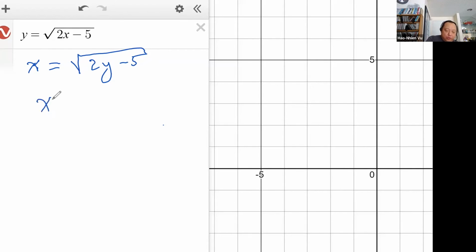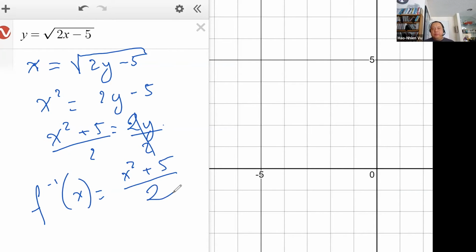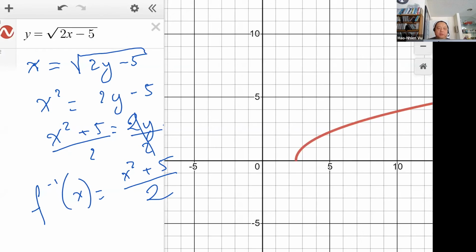And so x squared is equal to 2y minus 5. And then you divide by 2 both sides. y, which is f inverse of x, is equal to (x squared plus 5) over 2. Question is, if that's the function and it's defined for all x, then how come the domain is not from negative infinity to infinity, right? Because you look at this function here, you don't see anything that says the domain should be restricted in any way. Here's why the domain is not all of it.